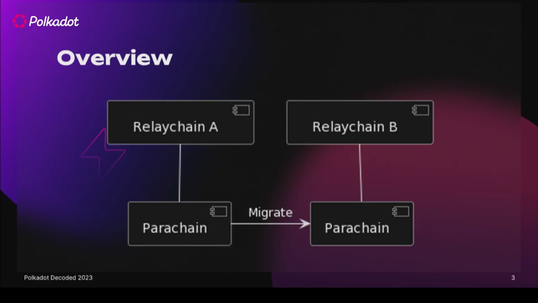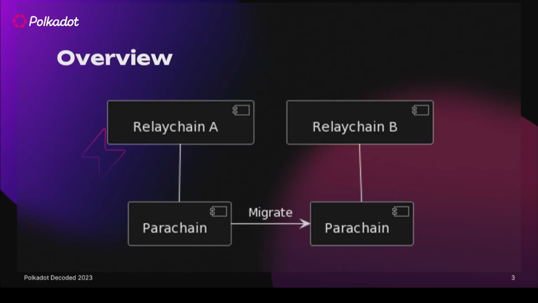So what we want to talk about today is this setup. We have one relay chain A, assume this is Kusama. On relay chain B, this is Polkadot, and we have a parachain on relay chain A, and we want to get it over to relay chain B, from Kusama to Polkadot, for example. So the question is, how do we do that, and what are the challenges associated with that?